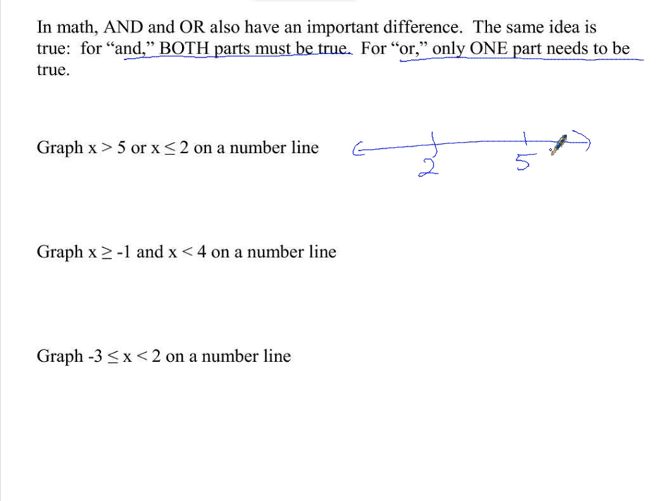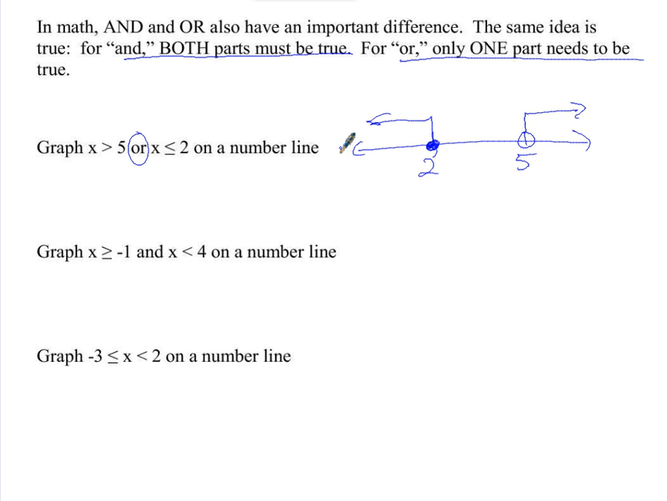For x is greater than 5, my dot will be open, and I'm going to go to the right. That's x is greater than 5. For x is less than or equal to 2, I go to 2, and I'm going to have a closed dot, and I'm going to go to the left. That's an or statement. The word or tells me my graph probably will look something like this.